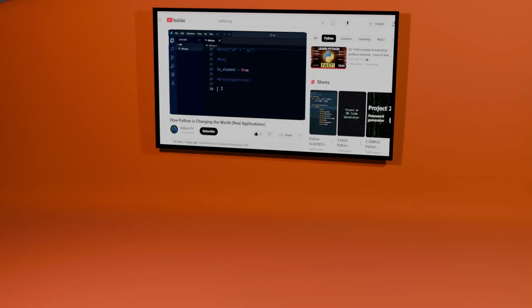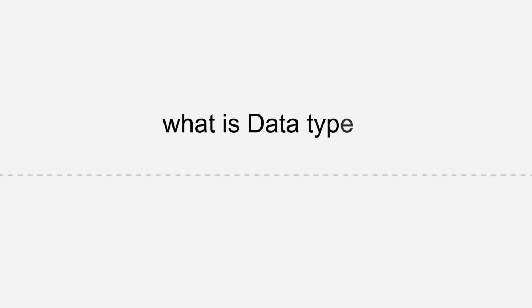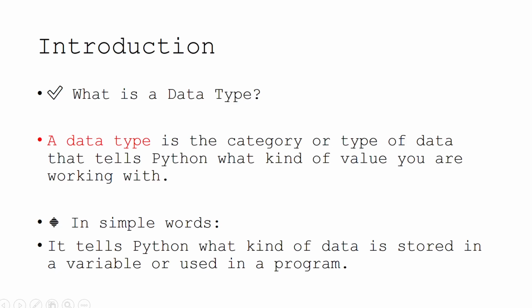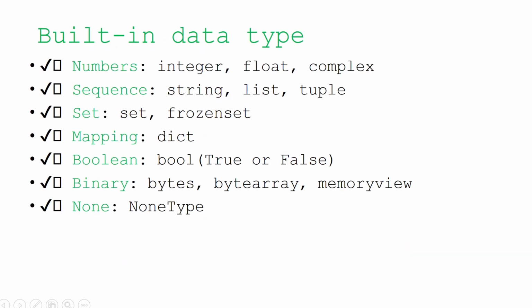Welcome to this channel. Let's use data types and variables in Python accurately in this video. First, let's see what a data type is. A data type is a category or type of data that tells Python what kind of value you are working with. Simply, it is a kind of data that is stored in a variable or that you are working with in your program. So let's see the built-in data types we find in Python.